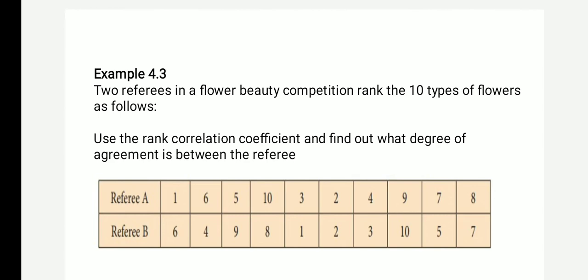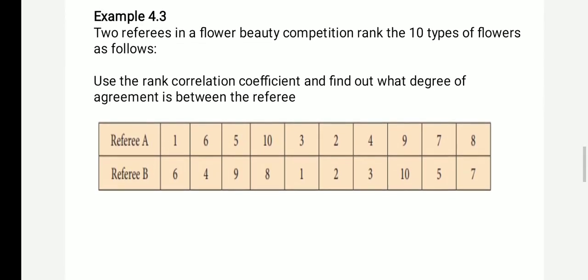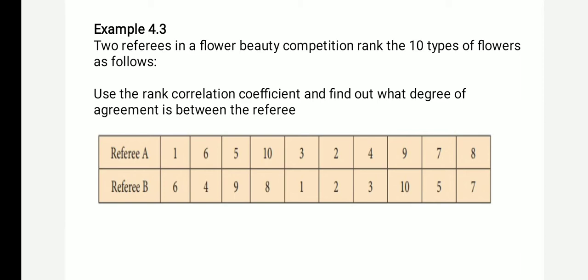They have given different ranks. For example, for rose, referee 1 has given the rank 1, but the other referee has given that rose the rank 6. So accordingly, for the 10 different flowers, ranks are allotted. Today we have to find the correlation coefficient using the rank correlation method. Referee A has given the numbers 1, 6, 5, 10, 3, 2, 4, 9, 7, 8, and similarly referee B has allotted ranks to the same flowers.